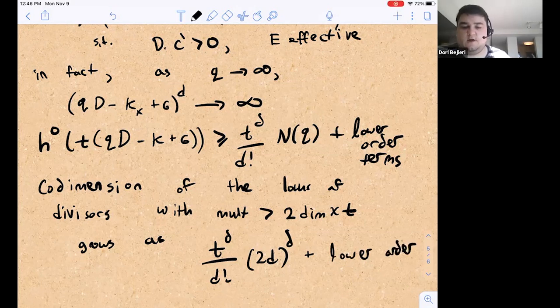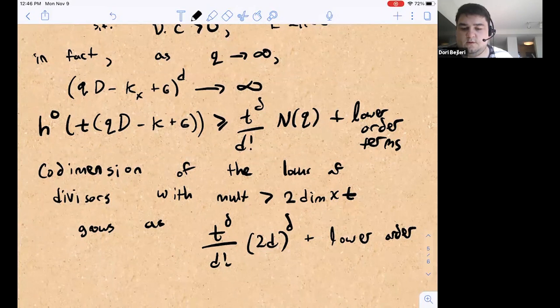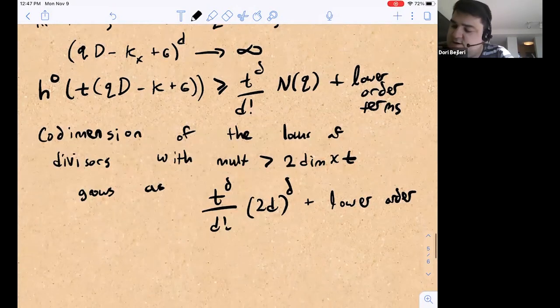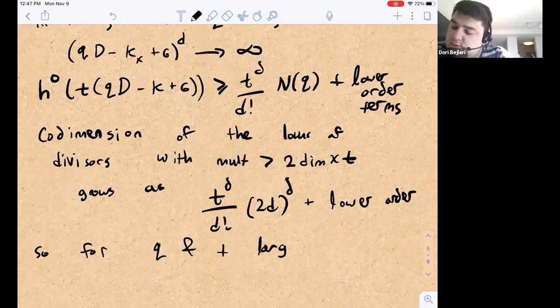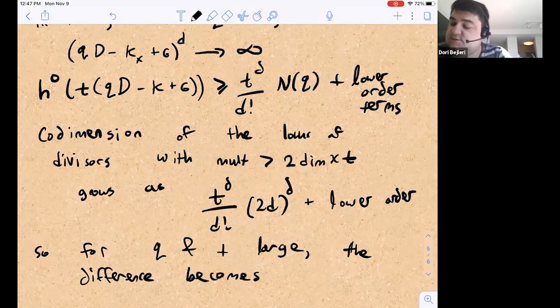And so that tells us that the dimension of the space grows as the difference of these two. But this 2d to the d is a constant. It just depends on the dimension. While this q, if I make q larger, n of q goes to infinity. So I can just make q large enough so that it's bigger than 2d to the d. So for both q and t large, this difference becomes large, and that tells us that there are sections with the multiplicity condition.